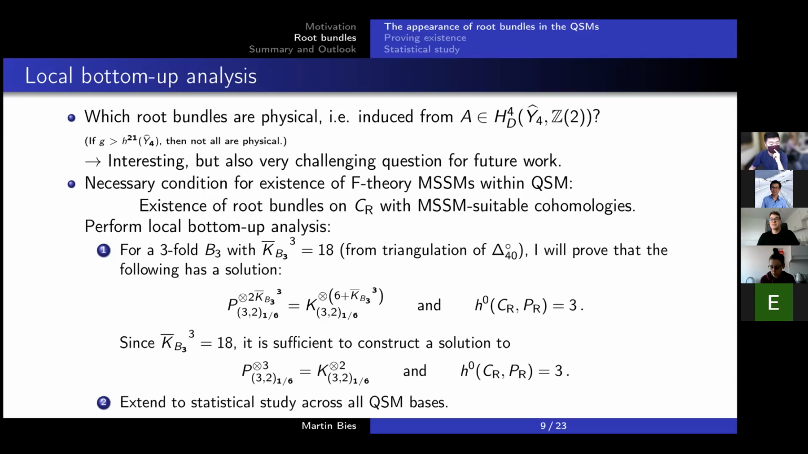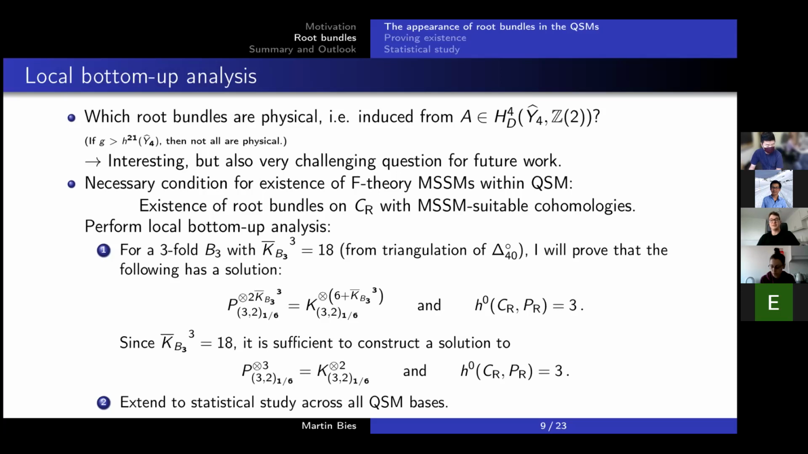So an interesting but also very challenging question, because it again takes you into looking at the intermediate Jacobian, is to identify exactly which roots are physical. That is something that I reserve for exactly this level of difficulty for future work. And I will today confine myself to do something which is simpler, namely I will look at the necessary condition for F-theory MSSMs within the QSMs.